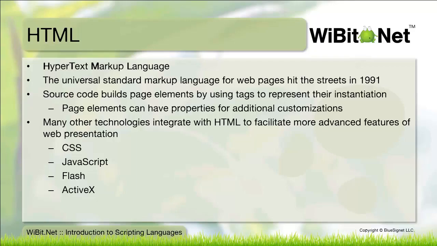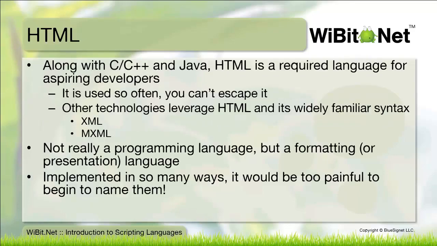So the source code builds page elements by using tags to represent their instantiation. Page elements can have properties for additional customizations like ID tags or classes or style tags or what have you. Many other technologies integrate with HTML to make a more advanced website. We have CSS, as I referred to, JavaScript to let you mess around on the page, Flash, which, Flash. And then there's ActiveX, which is pretty much deprecated, but, whatever. We still see mention of it from time to time. Along with C, C++, and Java, HTML is a required language for aspiring developers.